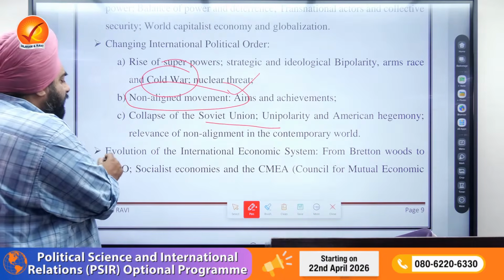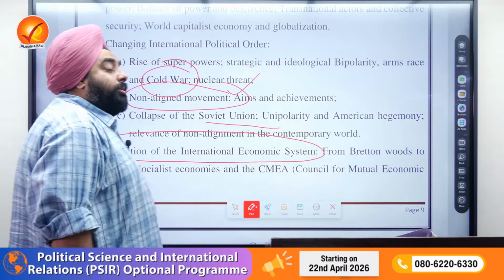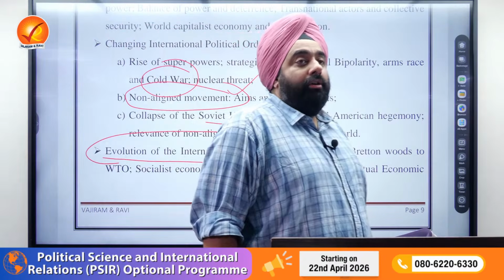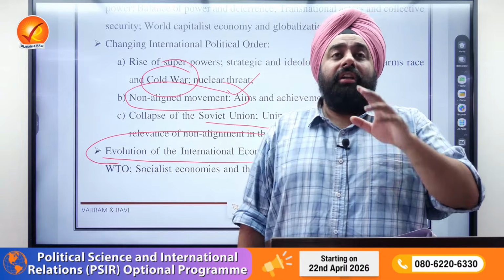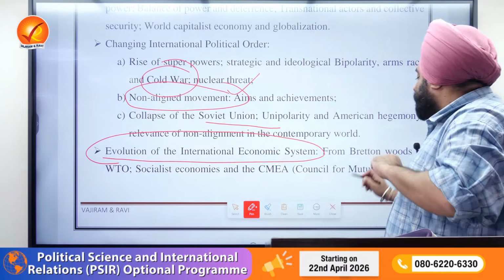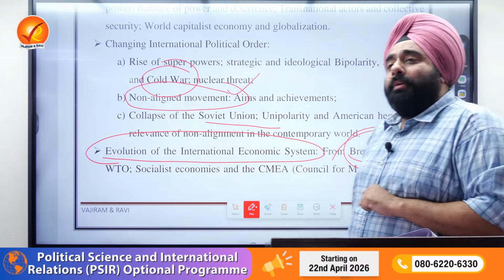Then we also discuss the evolution of the international economic system. How has the international economy evolved over the years? What are the major important institutions which are involved in the international economic structure? In this, we discuss these Bretton Woods institutions. Bretton Woods institutions are mentioned in the syllabus. Which are the Bretton Woods institutions?